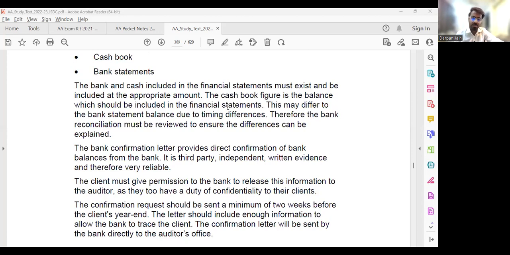Read these paragraphs briefly. They are very generic in nature. We have discussed most of them. Read these paragraphs. Let me know once you're done. Let me know if you have any doubts in any point.